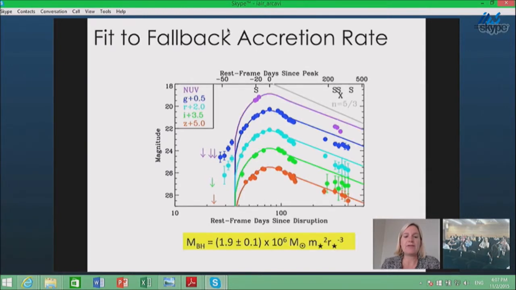And in our first paper, we fit the models that were available from Lodato et al. 2009, and we found a remarkably easy fit just by taking these models and scaling them on the x-axis to fit the single band data. And just from this fit, you can get a constraint on the black hole mass of 2 million times the mass of the sun, but now you still have an uncertainty on the black hole mass because the mass and radius of the star disrupted is unknown.